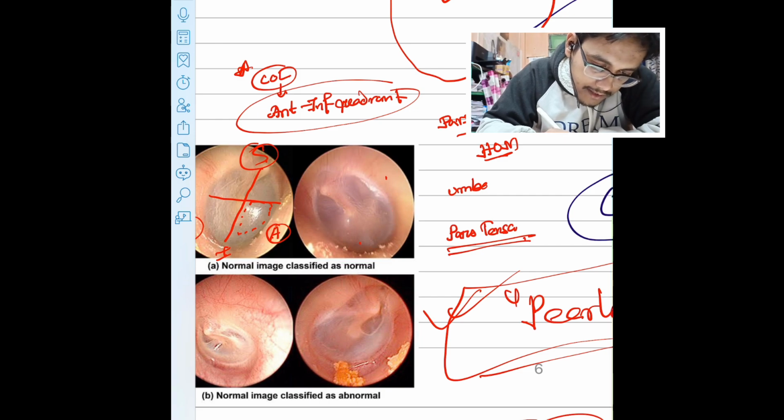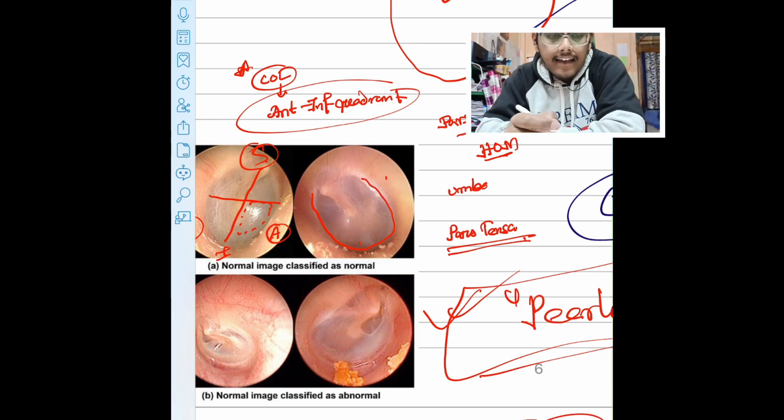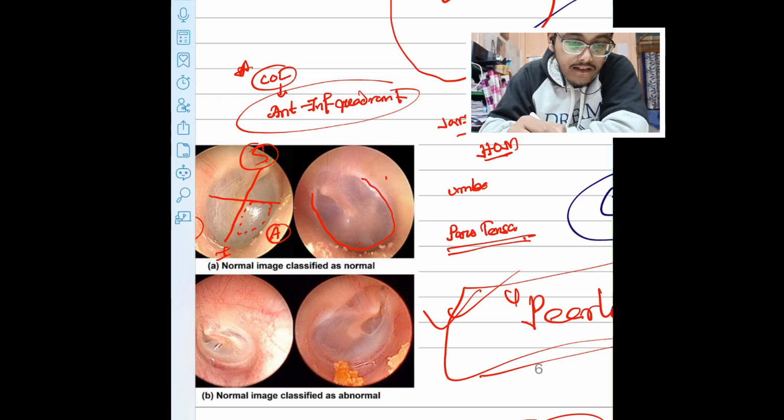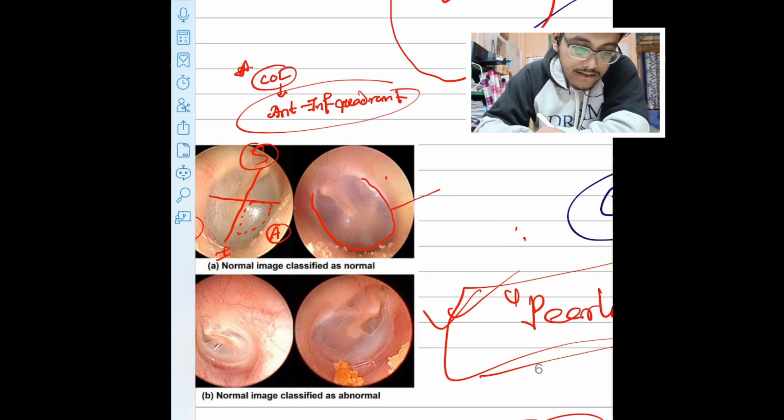Okay, this area is a thickened part, that is known as the tympanic annulus. This is known as the annulus.